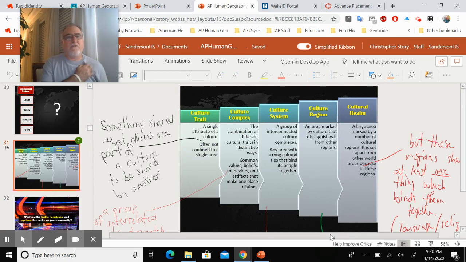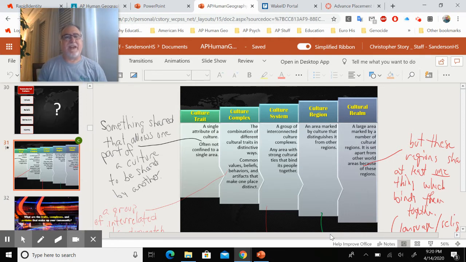So by way of review, yesterday we stopped our lecture discussing two different types of culture, material and non-material culture. Non-material culture being values, beliefs, behaviors, and the norms for a particular group. And remember, they can all be scalable.